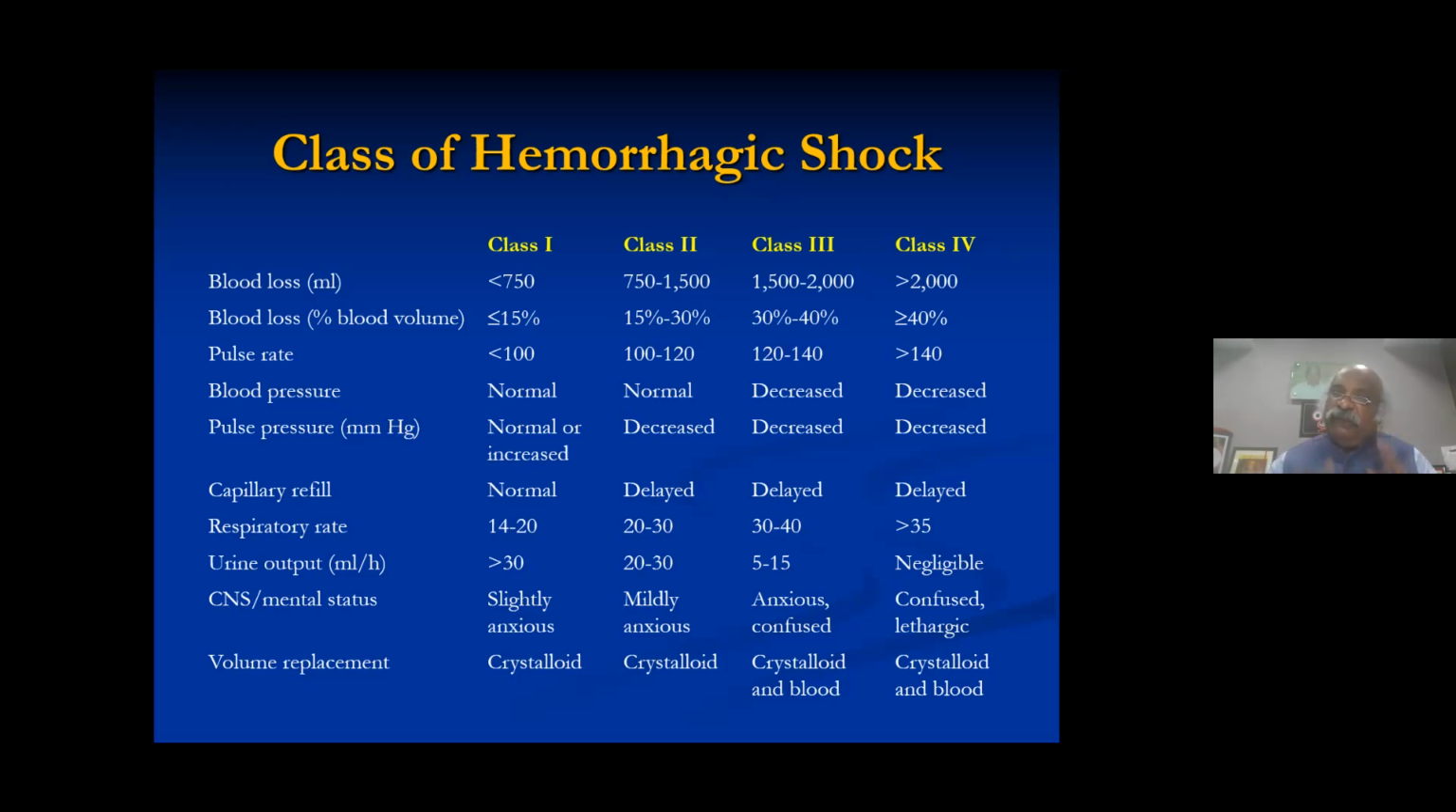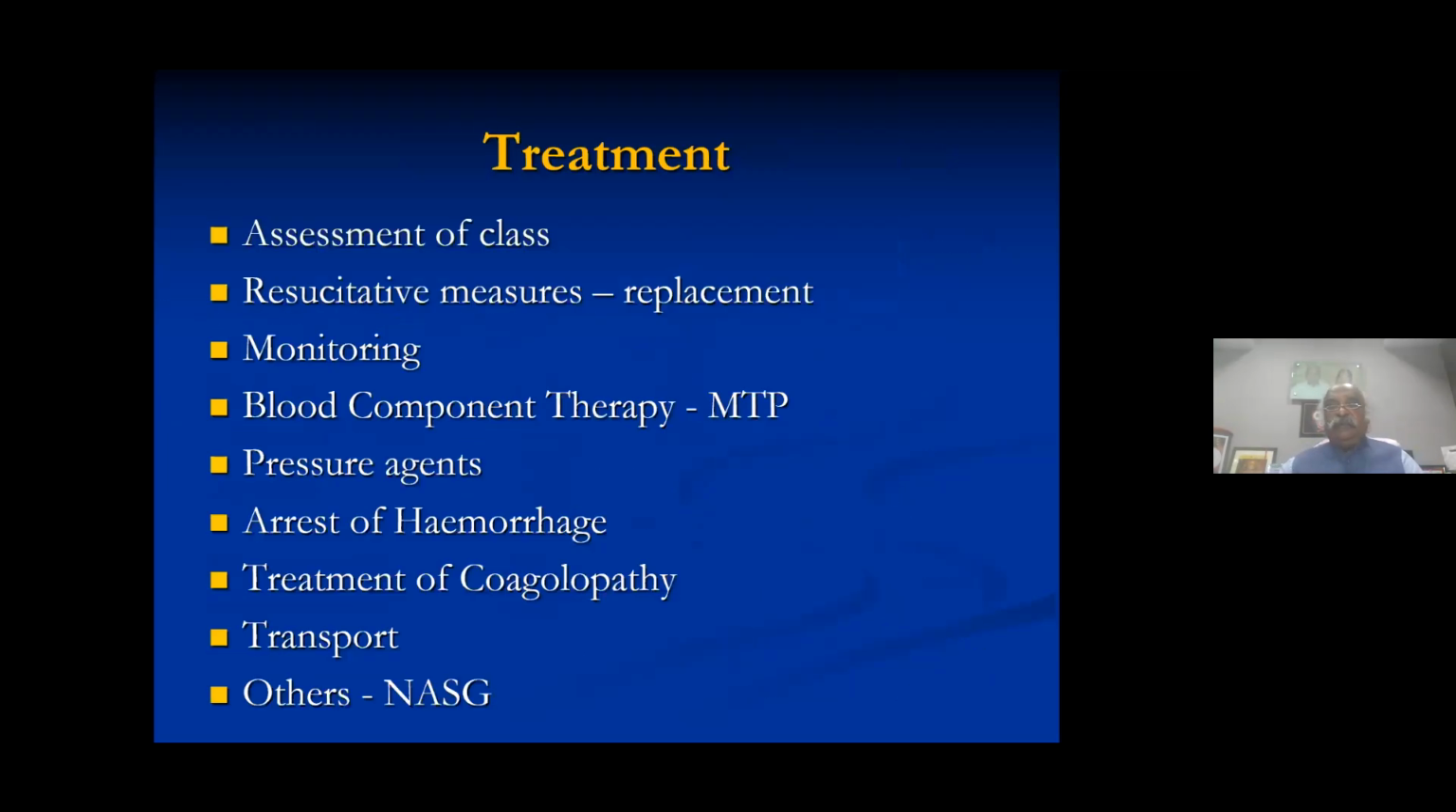So this is a very invaluable aid for clinicians to approximate the degree of blood loss, whether it starts from 15% or is more than 40%. Then accordingly, you treat it either with crystalloid or with blood. Therefore, the important part of treatment is assessment of class. So you have to assess the class, and these are very simple clinical criteria. And once you assess it, resuscitative measures: the first and foremost is replacement. Very important is the replacement of that loss. And you have to monitor each of the criteria.